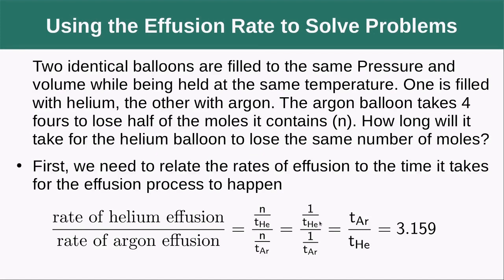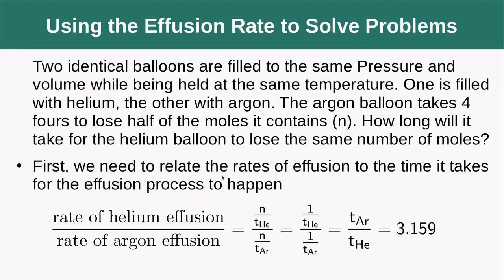So let's go through an example where we can get some useful information from that. Here we have two identical balloons filled with the same pressure and volume while being held at the same temperature. One is filled with helium, the other with argon. The argon balloon takes 4 hours to lose half of the moles it contains, n. How long will it take for the helium balloon to lose the exact same number of moles?